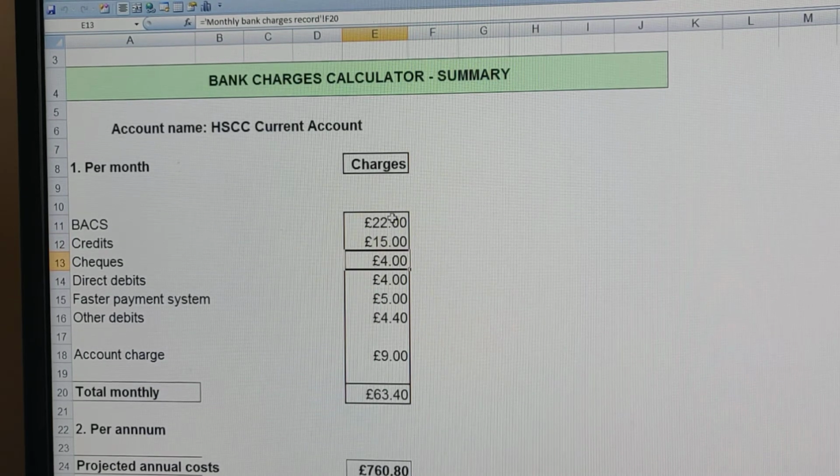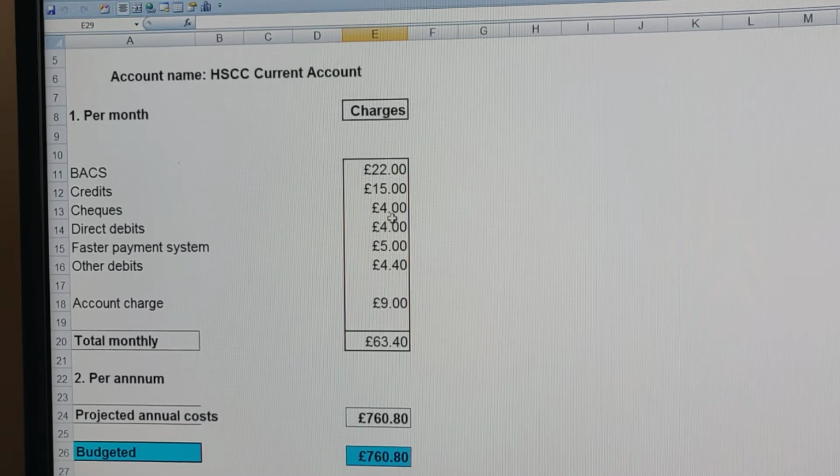Now, checks, based on the number of checks we've told the manager that you'll be paying into your bank account every month, will be £4. Direct debit £4 every month. In total, every month, including account maintenance charge of £9, your bank charge will come to £63.40, according to this demonstration. Now, if you project this forward, you multiply it by 12, which means annually your bank charge will come to about £760.80. Now, you should base your budget on that.